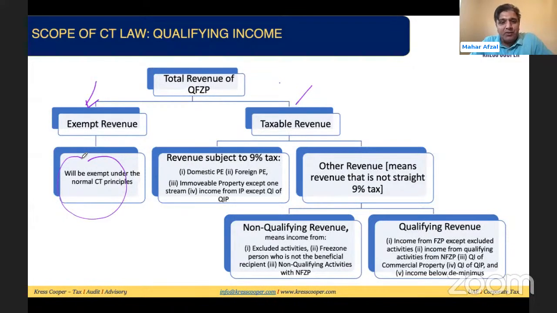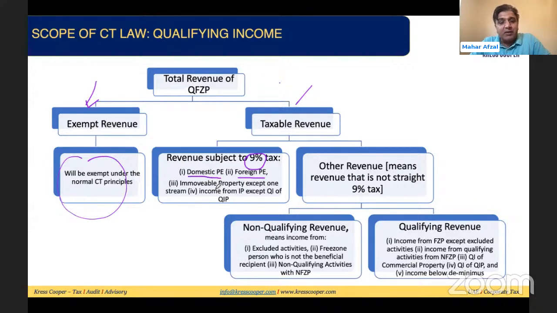What is the total revenue? This total revenue can be further classified into 2 categories. In one category, the revenue will be straightforward subject to tax at 9%. This revenue is income from the domestic PE. We know this, what is a domestic PE. Then income from the foreign PE, and income from the immovable property, except one stream of income from the commercial property, which is 0 rated. Otherwise, all income of the immovable property will be subject to tax at 9%.